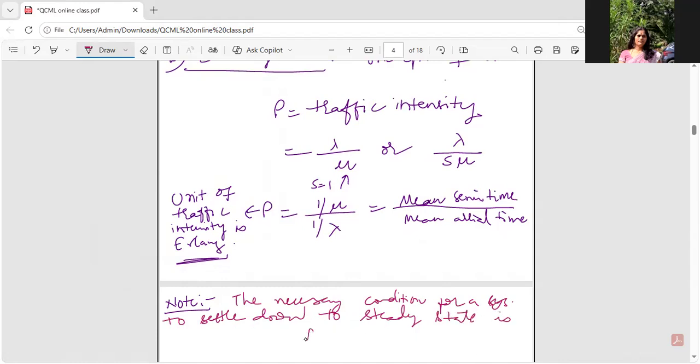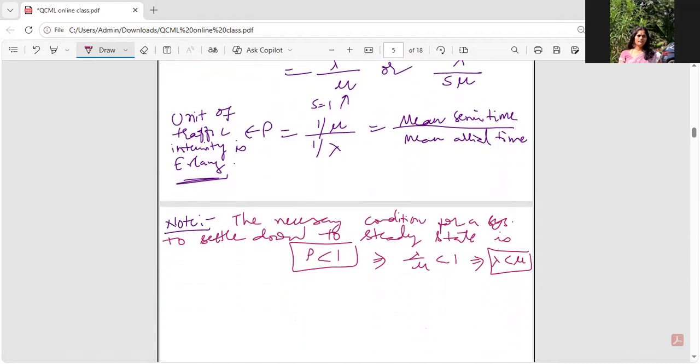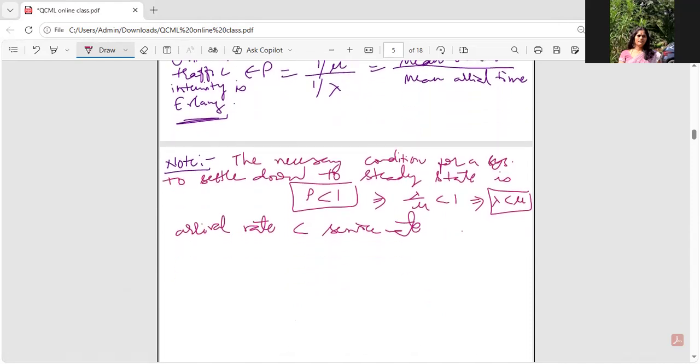The necessary condition is that the traffic intensity should be less than 1. That's nothing but lambda by mu is less than 1, which is nothing but lambda is less than mu. In other words, arrival rate should be less than service rate. Suppose the arrival rate is greater than the service rate, the number of units in the queue tend to increase indefinitely as time passes on, and hence the queue becomes uncontrollable.